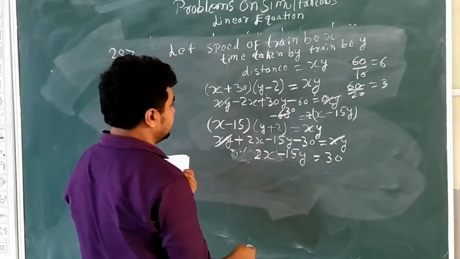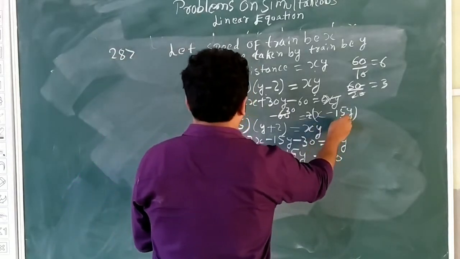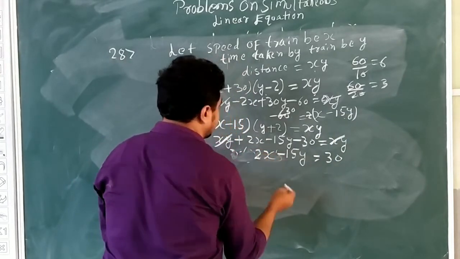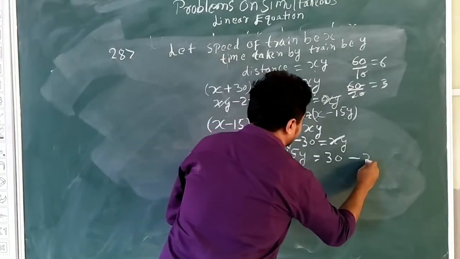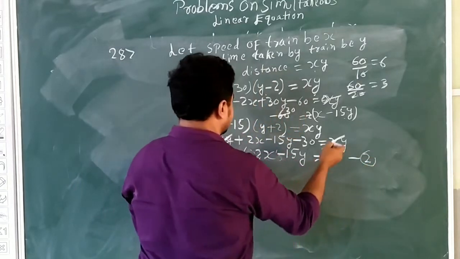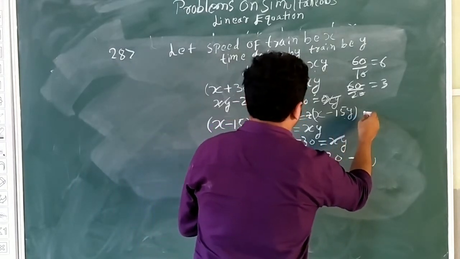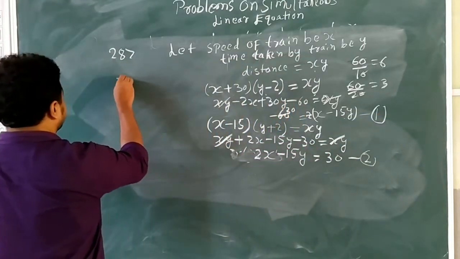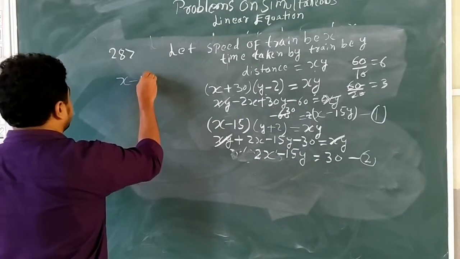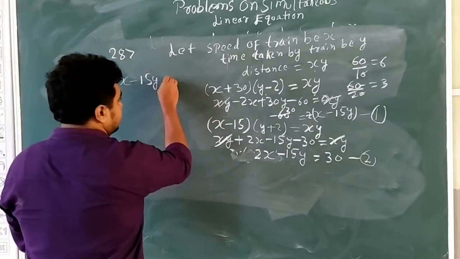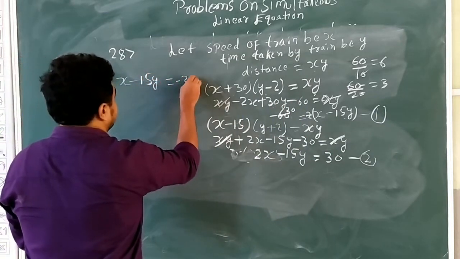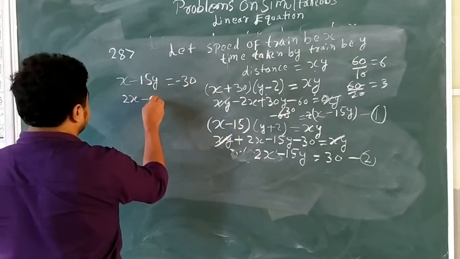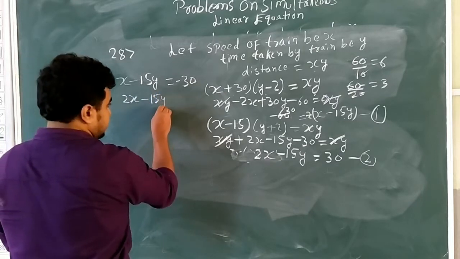The first equation we have got: x minus 15y is equal to minus 30. And from here, 2x minus 15y is equal to 30. This is the second equation, and this is the first equation, x minus 15y equal to minus 30.